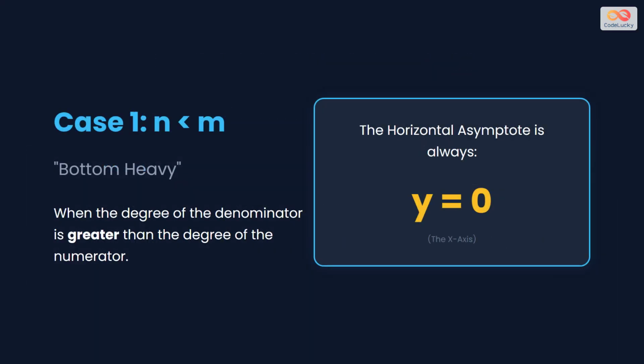Case 1 is what I call bottom-heavy. This happens when the degree of the denominator is larger than the numerator. Because the bottom grows much faster than the top, the fraction gets smaller and smaller.